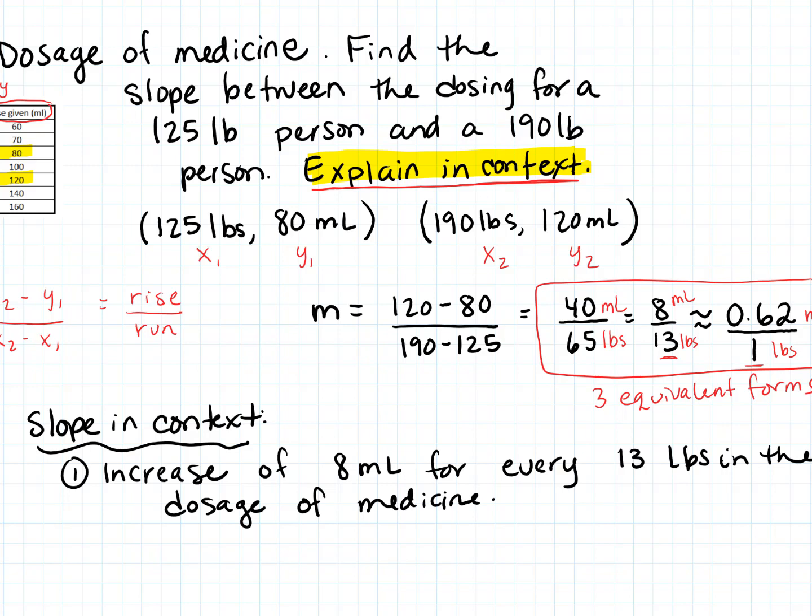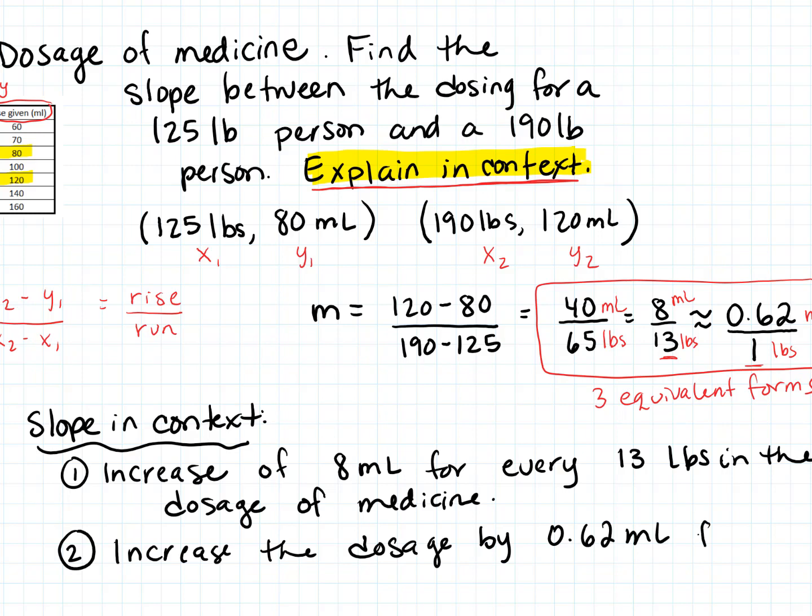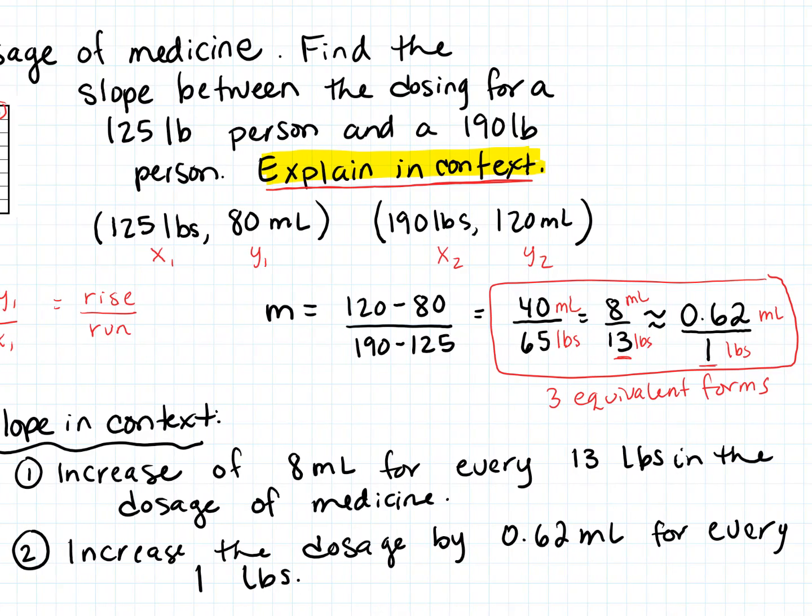Now that's fine, we could absolutely write it that way, but we could also write it this way. We could say increase the dosage by 0.62 milliliters for every 1 pound. Okay, so that's another way to write the dosing. So increase, another way to write the slope, increase the dosage by 0.62 milliliters for every 1 pound. So either of these works.